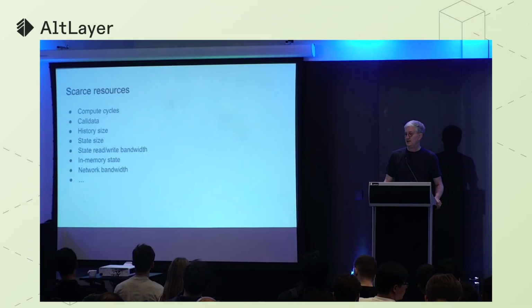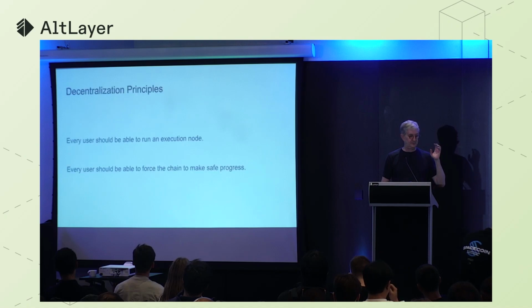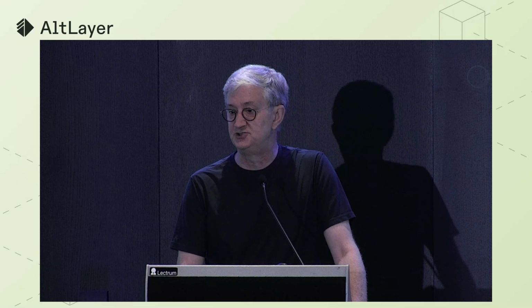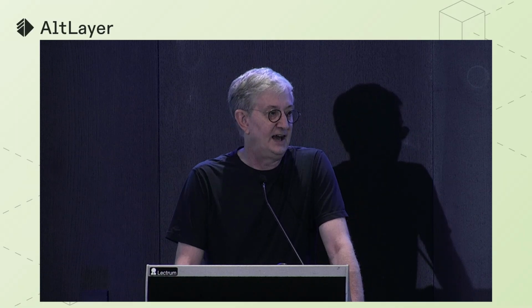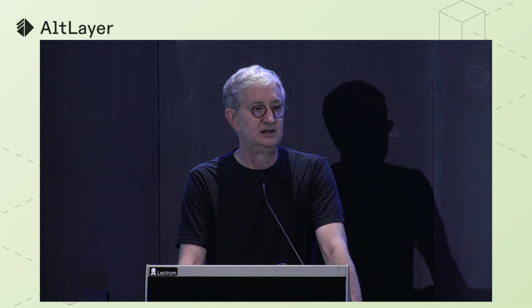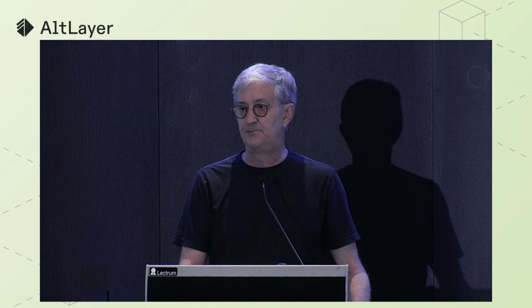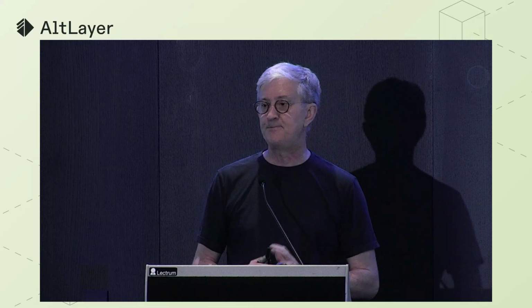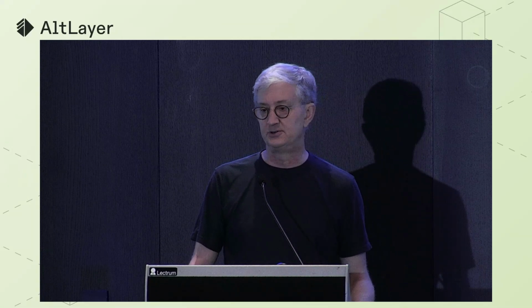Okay, now, ultimately, given those principles, one of the fundamental limits to how much throughput we can get on a chain is this fact about any user being able to run an execution node. We need to make sure that the execution of the chain doesn't use more resources than that user node can provide. And so what are the scarce resources that we might need to worry about? What are the resources that might be overrun on an end user computer if we're not careful?